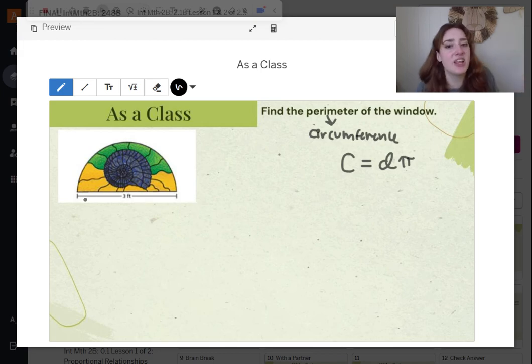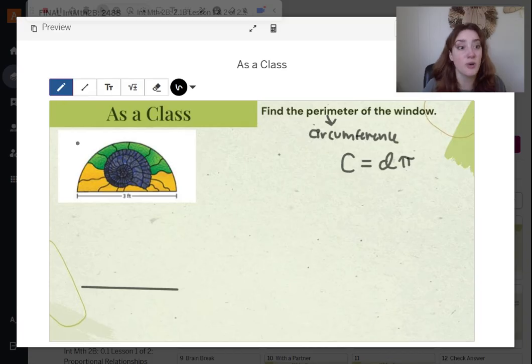What do you know? We're given the diameter. But another observation too, is there anything unique about this circle? Anything that we're noticing? I know it's mesmerizing with the Fibonacci sequence here of this spiral. But anything that we're noticing about this stained glass piece?